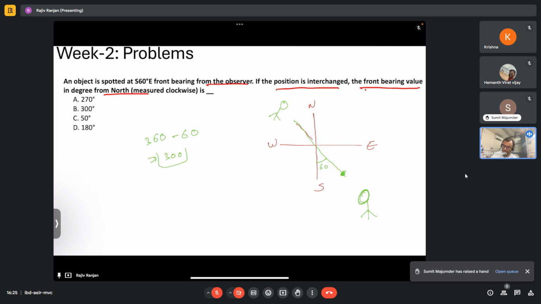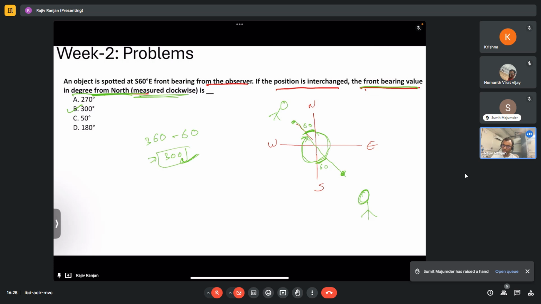It's asking for the front bearing value from north, and it is measured clockwise. So what will be the value? This is 60, right? From here to here, what will the value be? This is nothing but 360 minus 60, right? This angle will be 60 and this angle is 60. So nothing but this is 360 minus 60. So this is 300. So the answer is B.